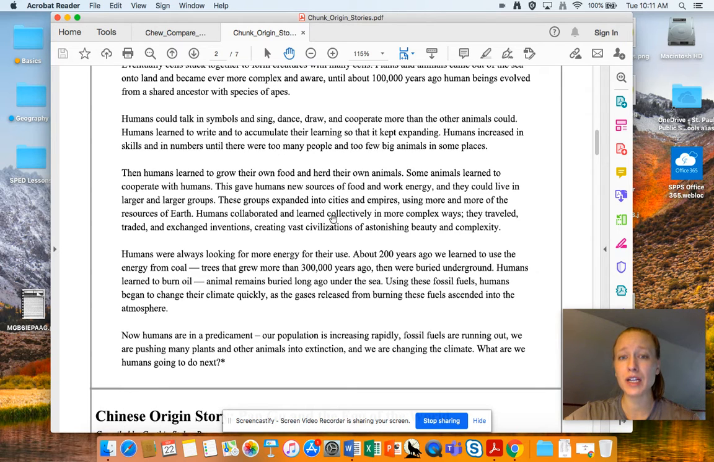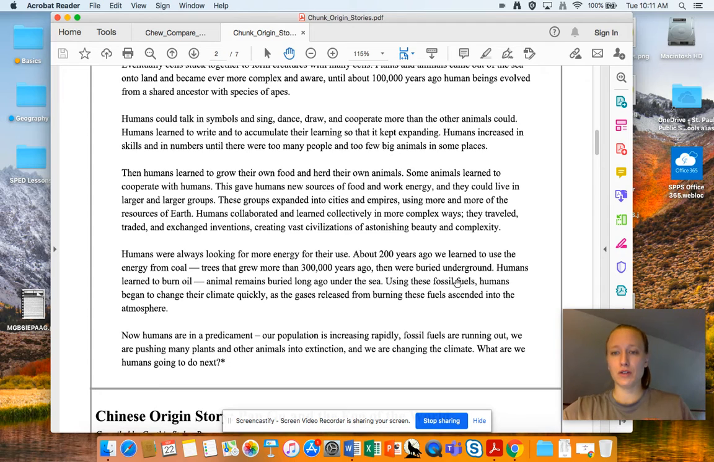Humans collaborated and learned collectively in more complex ways. They traveled, traded, and exchanged inventions, creating vast civilizations of astonishing beauty and complexity. Humans were always looking for more energy for their use. About 200 years ago, we learned to use the energy from coal, trees that grew more than 300,000 years ago.